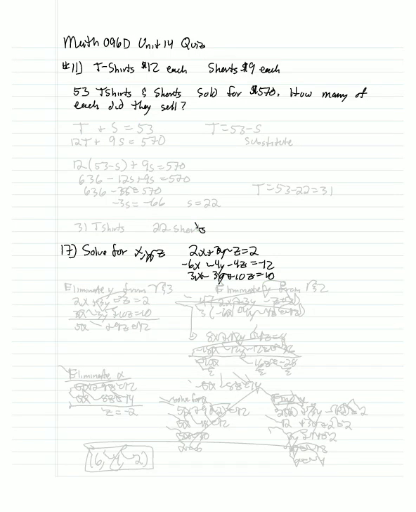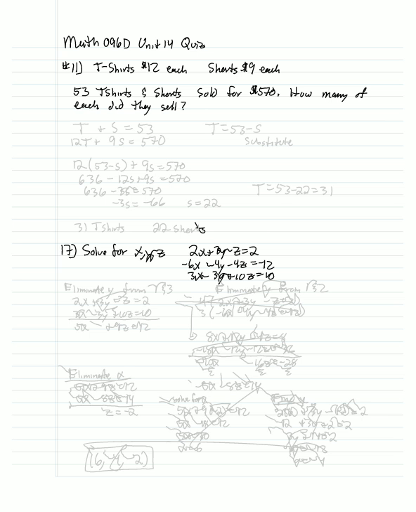Okay, this is number 11 from the Unit 14 quiz. T-shirts sell for $12 each and shorts sell for $9 each. There are 53 t-shirts and shorts. That's the total number of t-shirts and shorts sold for $570. How many of each do they sell?